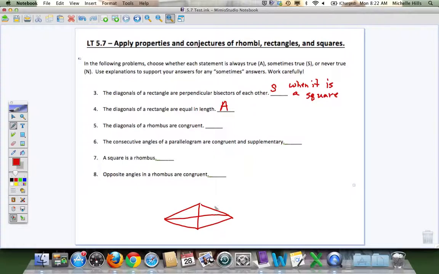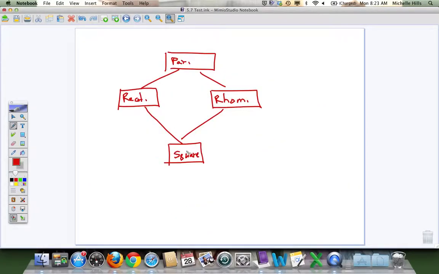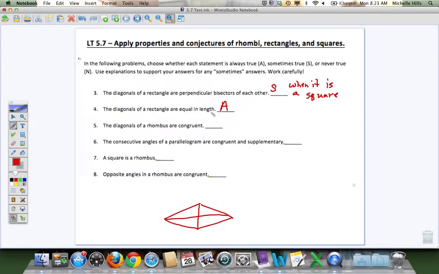However, one of the things about a rectangle is the rectangle diagonals conjecture, and that is that the diagonals of a rectangle are equal in length. And if the rhombus is also a square, then it's also a rectangle, so the diagonals will be equal in length. So this is another sometimes, and it's also a when it is a square.